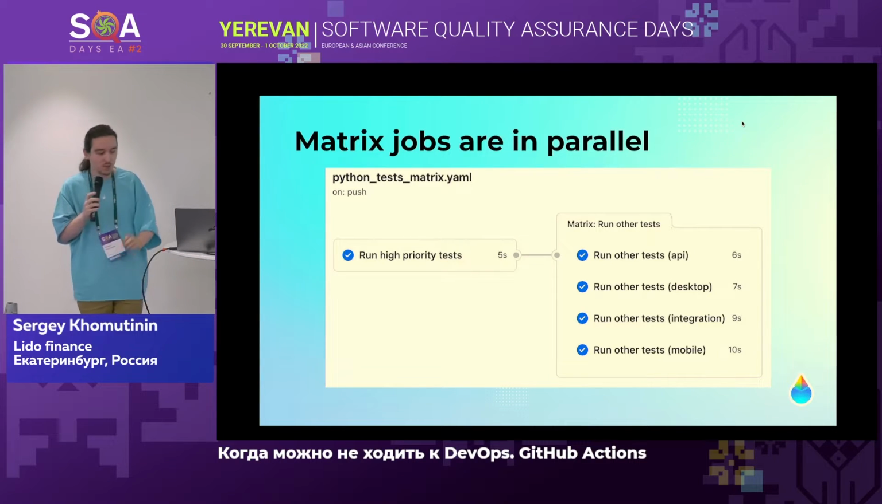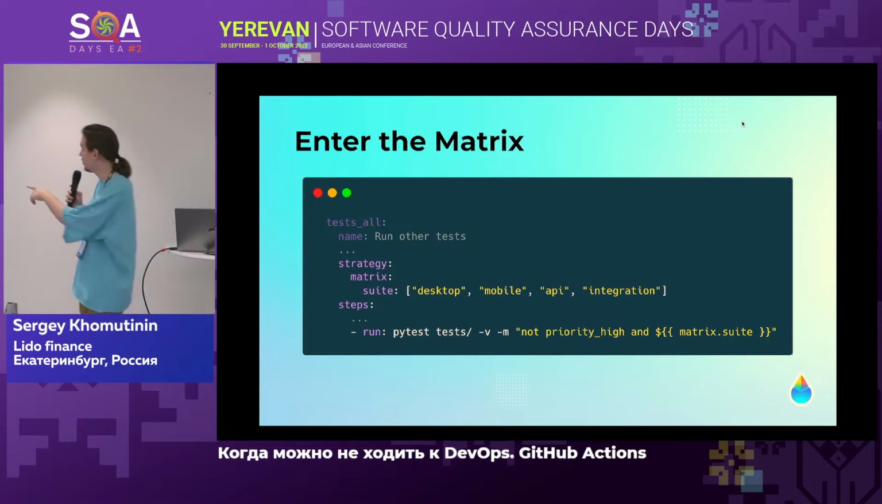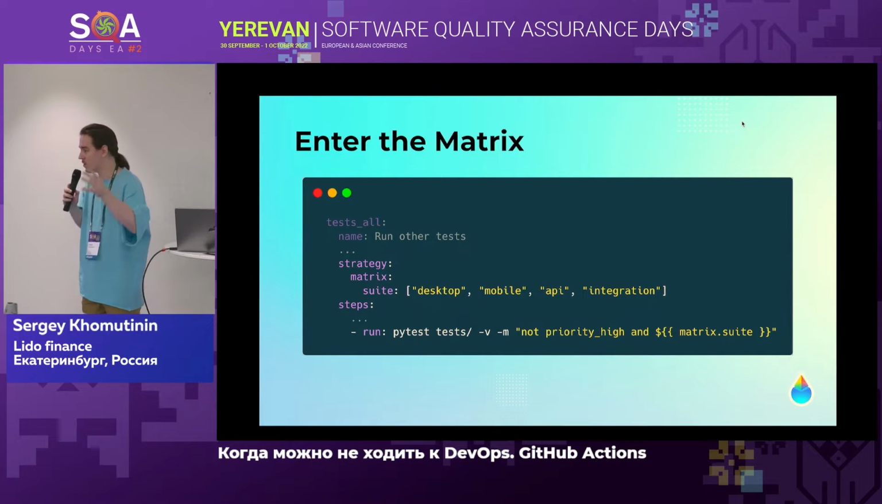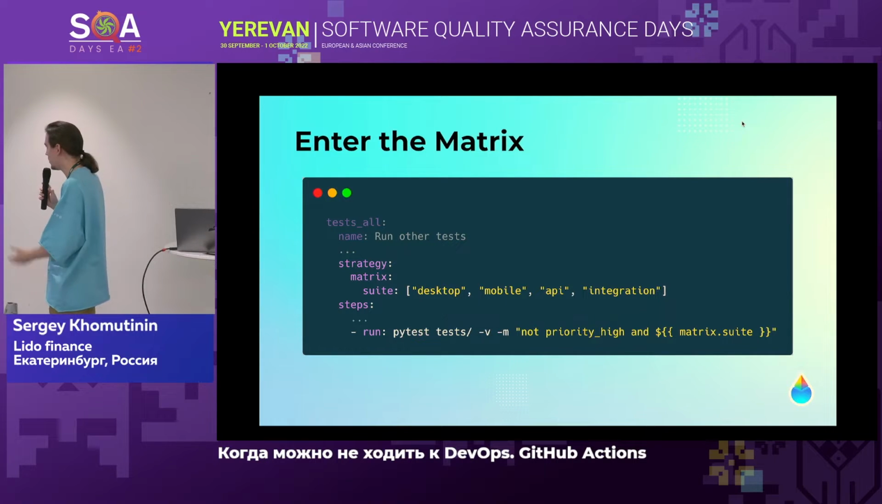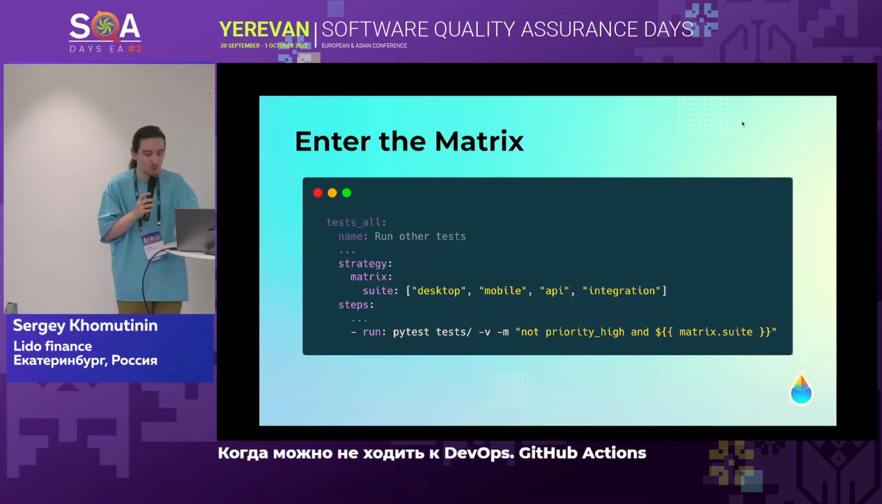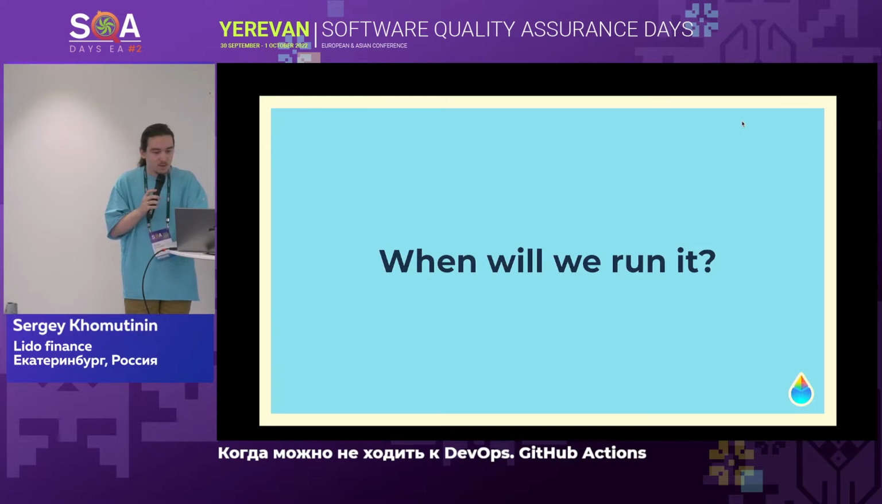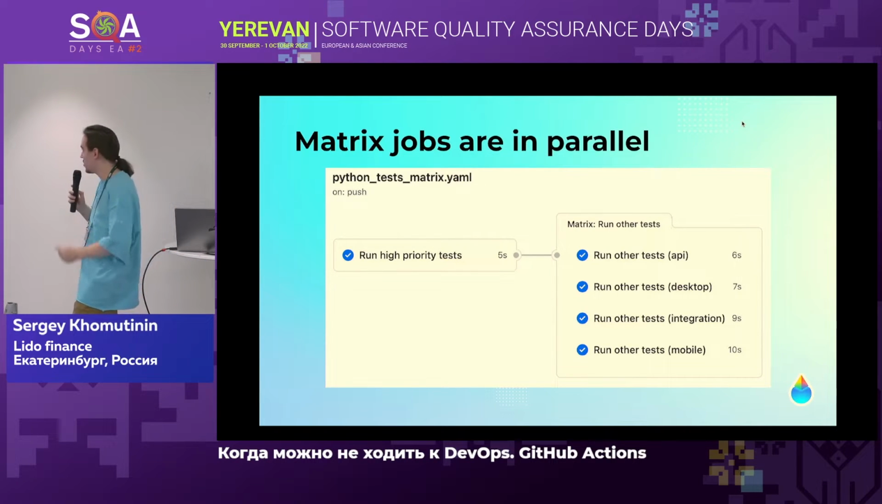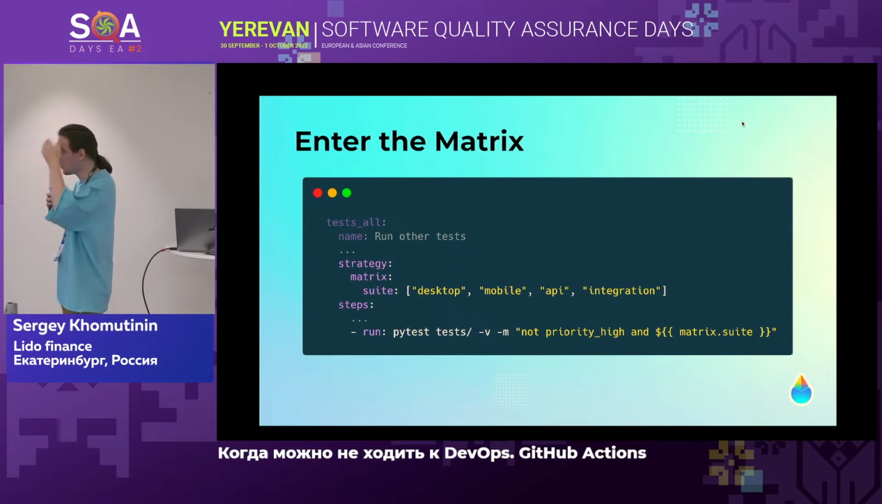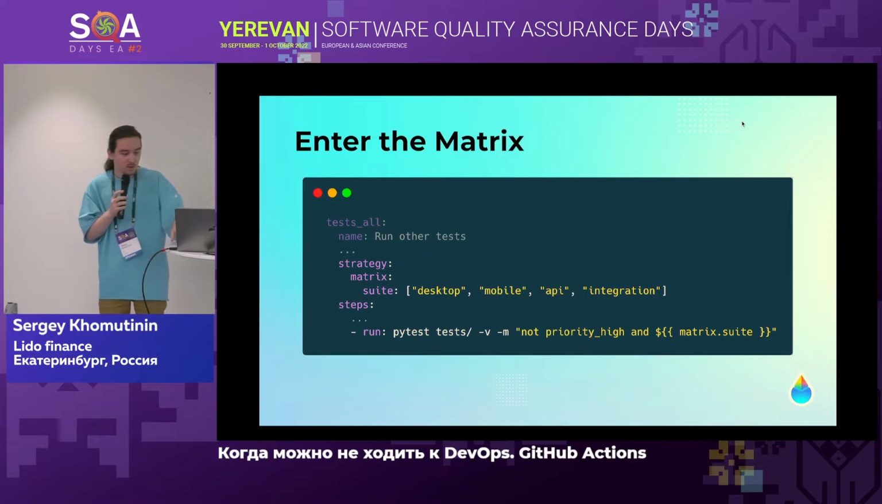Why is this mechanic called matrix in GitHub? That's because if there are other parameters involved, there will be multiplication of all parameters, one by the other, and it will be a 2D or 3D matrix, depending on the number of parameters. So it's a classical parameterization, depending on your framework. It's also handy to run it in different environments.